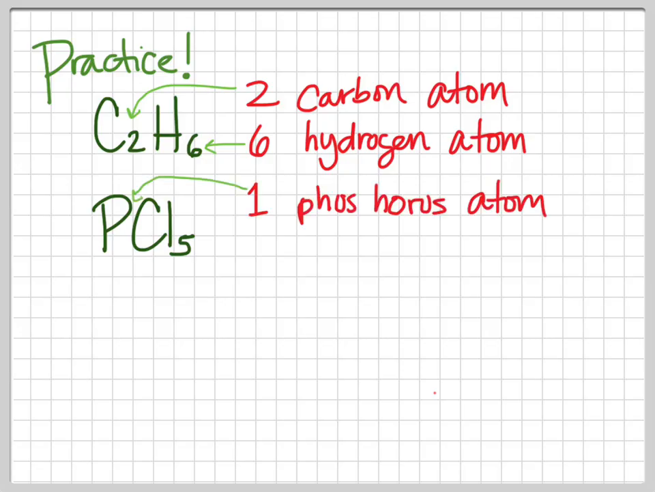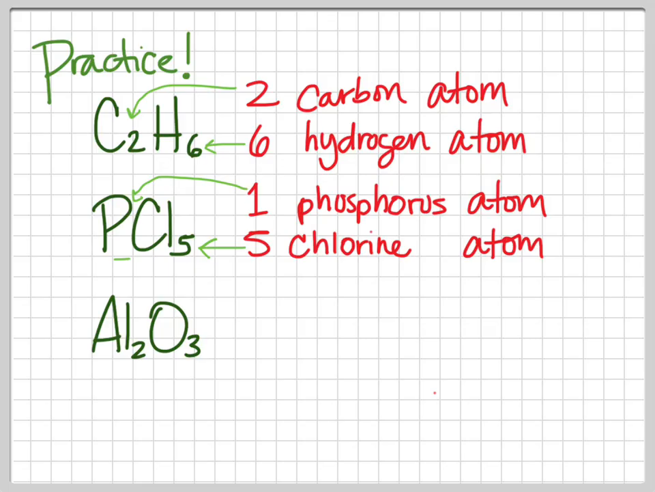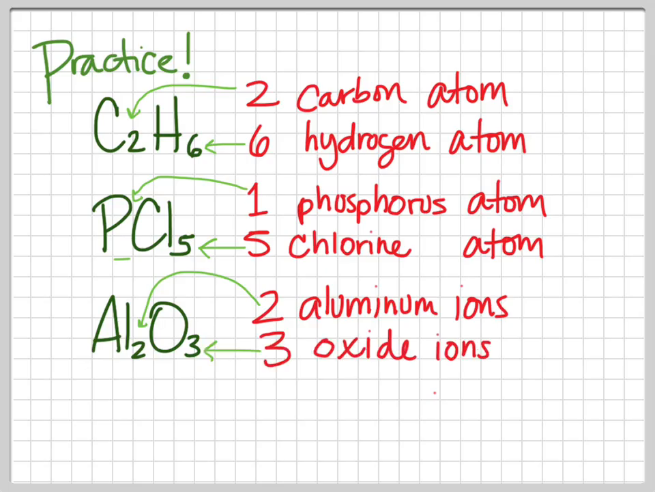So here is phosphorus pentachloride. Well, we've got 1 phosphorus atom. Again, there is no subscript, but we wouldn't write the phosphorus atom unless we had one. The 5 behind the chlorine means that there are 5 chlorine atoms here. Okay, so here's an ionic compound, aluminum oxide. What do those subscripts mean? Well, it means that there are 2 aluminum ions for every 3 oxide ions. Great. 1 more, and then we'll move on.